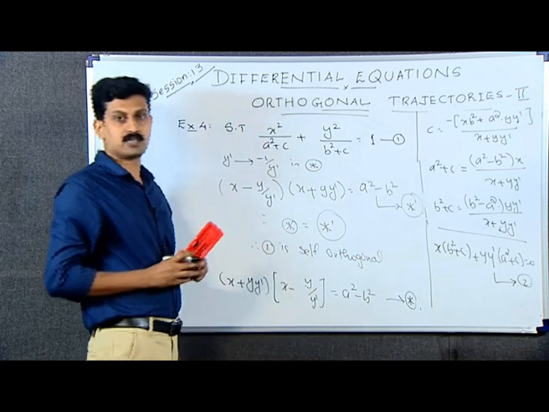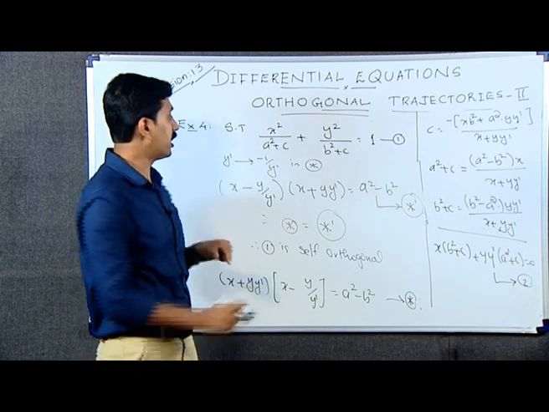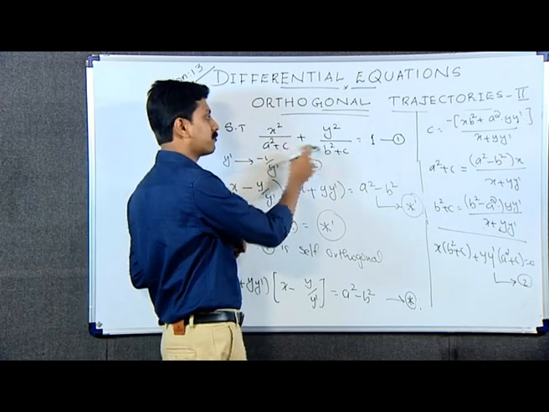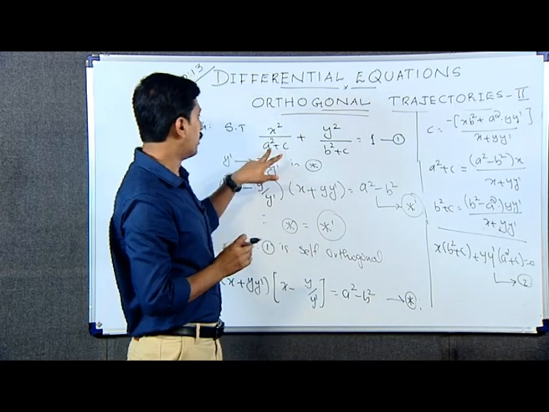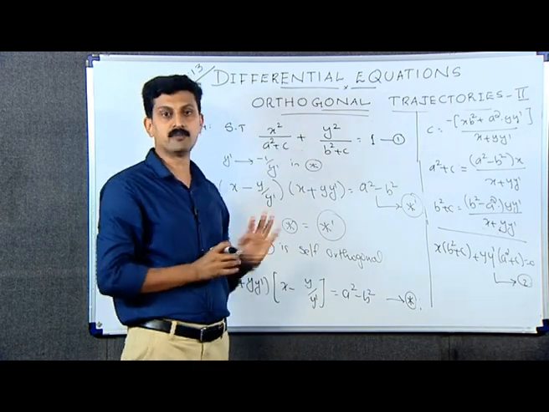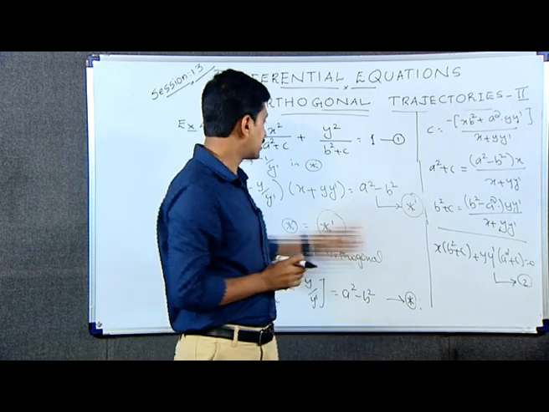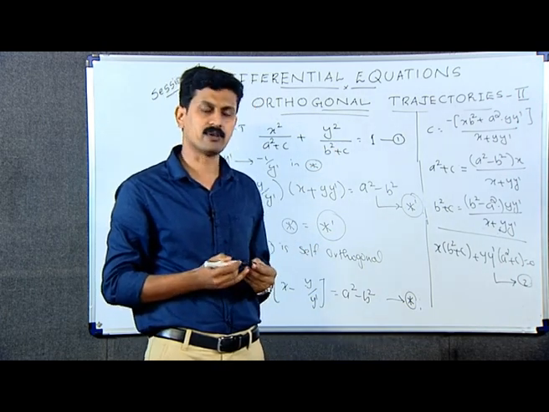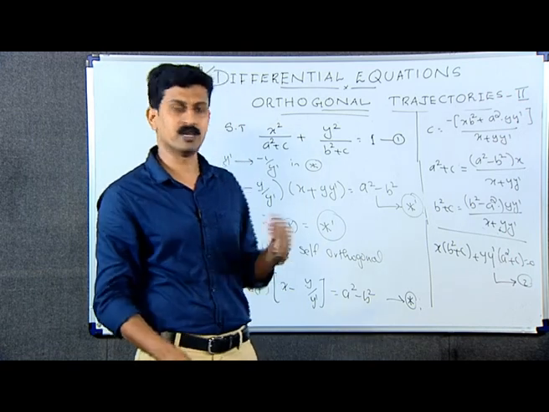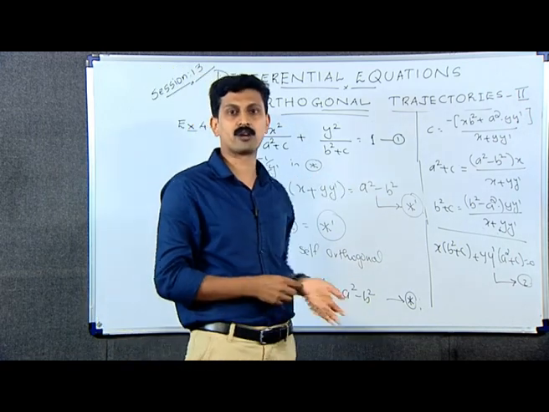That means the collection of all ellipses of the form x square by a square plus c plus y square by b square plus c is equal to 1, where a, b are constants and c is a variable, is a self orthogonal family. So, we can find many very interesting problems on orthogonal trajectories.